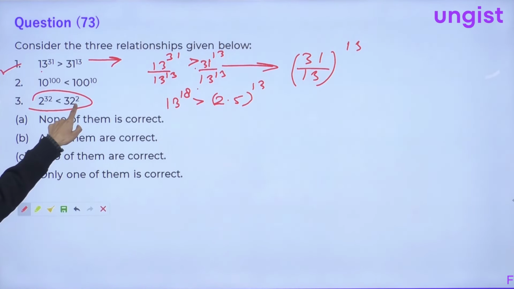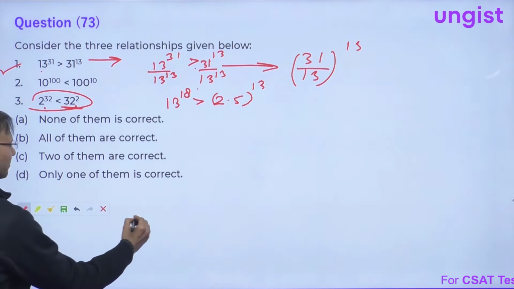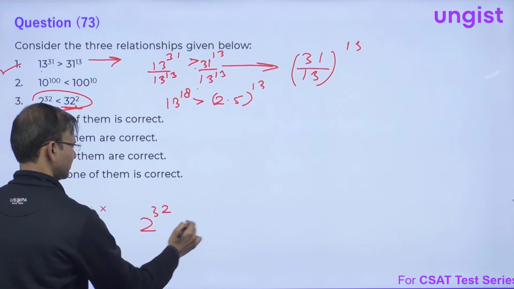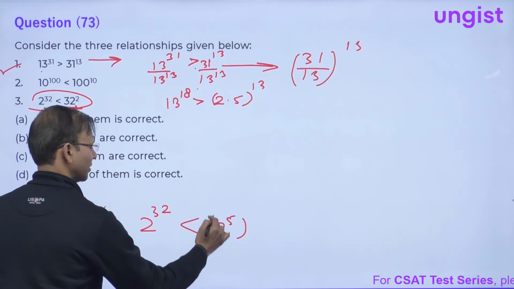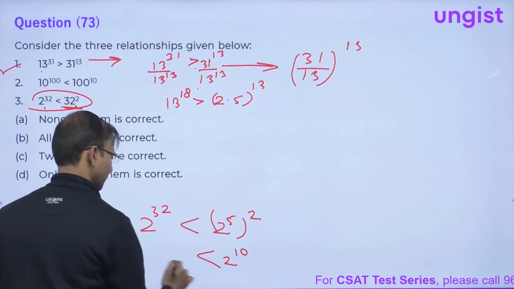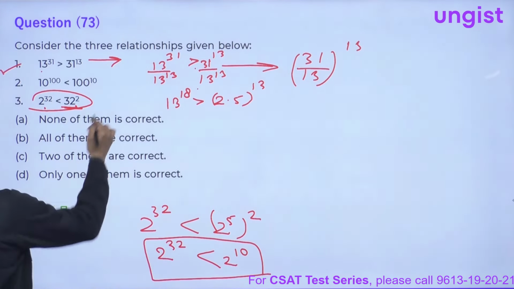Look, 32 squared is 1024. So 1024 is the same as 2 to the power 10, because 32 is already 2 raised to the power 5. Look, 2 raised to the power 5, raised to the power 2, so this is 2 raised to the power 10. And this is 2 raised to the power 32. Guys, is it clear? No. So this is certainly false.